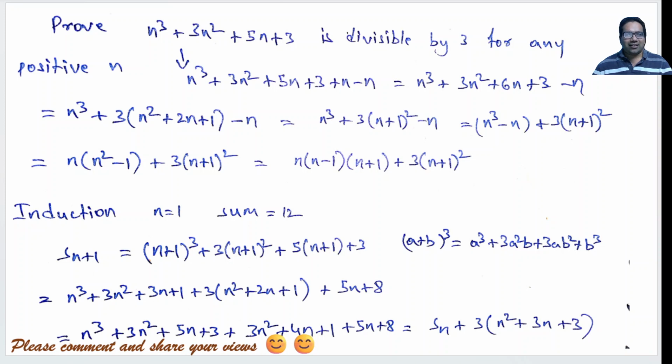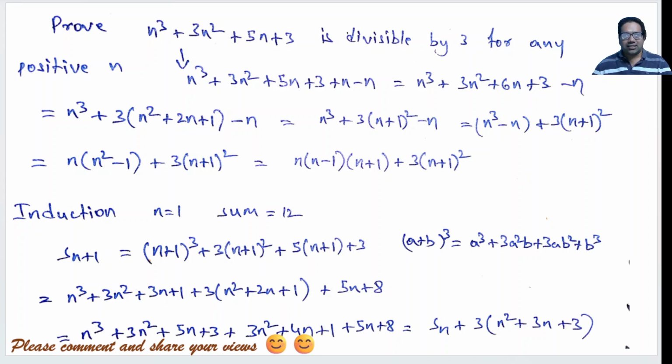Let us just add n and subtract n. Why are we doing this? Because we want to make this 5n as 6n. Right. So there is already a 3 here, a 3 here. Let's try to make this 6n. So n cube plus 3n square plus 5n plus 3 plus n minus n is becoming n cube plus 3n square plus 6n plus 3 minus n.